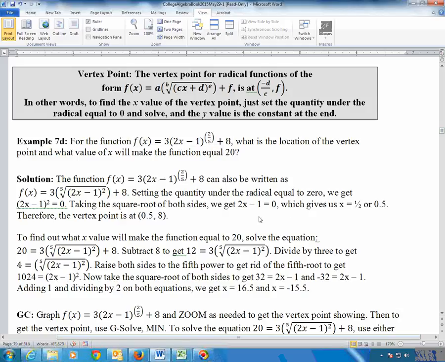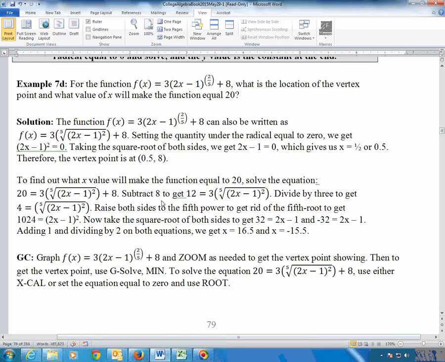I had to add 1 and divide by 2 to get 1/2. And then the y part of the vertex point is 8. So this vertex point is at (0.5, 8). Now for the tough part. It says, what is the location of the vertex point? We got that, but what will make this function equal to 20?